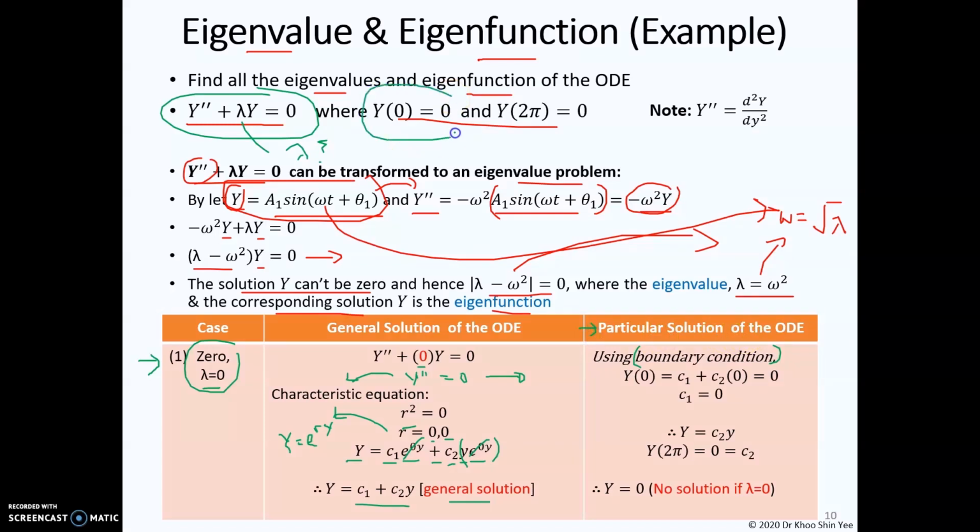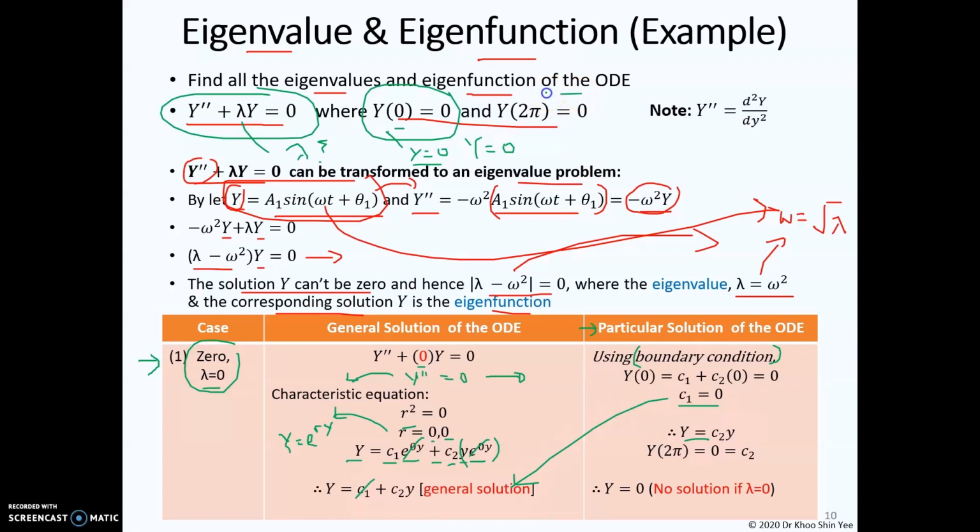Let's apply the first boundary condition, which means when your small letter y equals 0, your capital Y will be equal to 0. So substitute small letter y equal to 0 inside, your capital Y will be equal to 0. Therefore, you obtain C1 equal to 0. Substitute the C1 equal to 0 inside this general solution, so this can be cancelled. Therefore, you obtain the capital Y equal to C2y here.